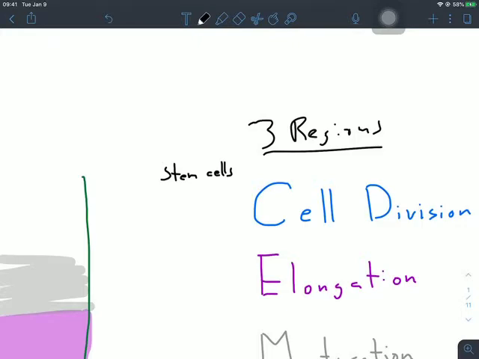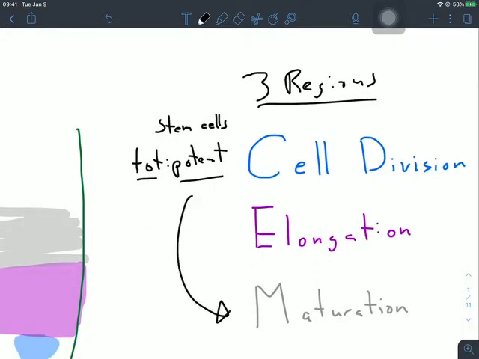They all arose from a totipotent, or a cell with total potential, can become anything, a cell that was not pigeonholed into being any particular cell type, and then matured in the region of maturation into their specific forms. So you might ask, why on earth do you want to specialize if a stem cell can just do everything? Well, specialization allows for greater efficiency, greater capabilities.